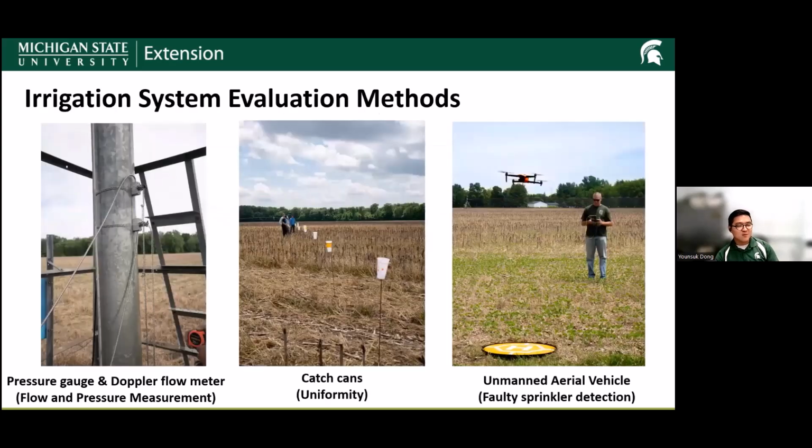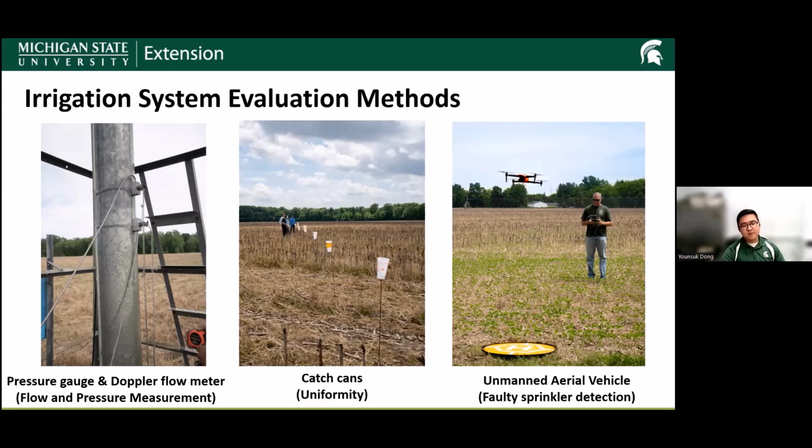Really briefly, regarding irrigation system evaluation, we do suggest doing uniformity testing maybe once every other year, so make sure the irrigation application is as uniform as possible. We also suggest doing some flow testing before the growing season, sometime during the growing season, or at the end of the growing season, to see whether you have enough capacity and enough flow going to the pivot.